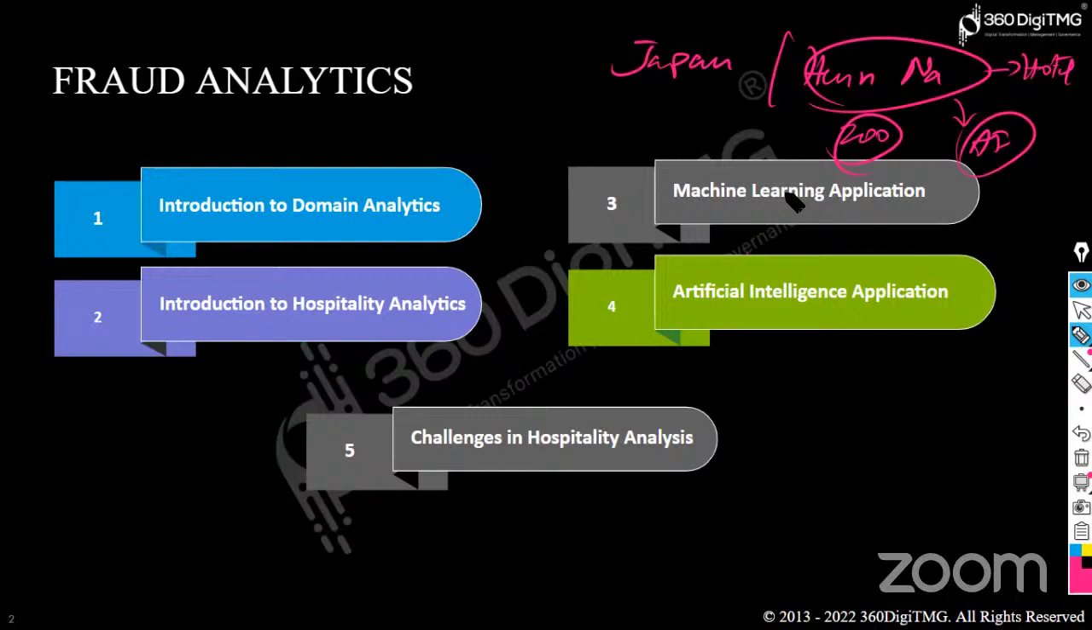So for every digital privacy and ethics, organizations need to move towards some of the frameworks which include this. So there are big challenges to understand and analyze the data pertaining to the hospitality industry.